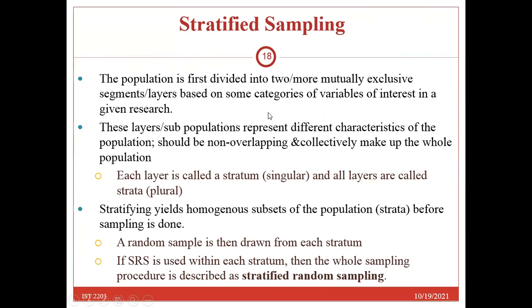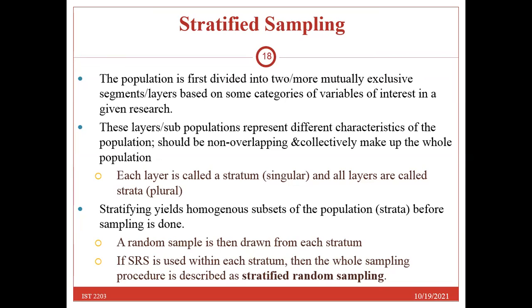So in order to carry out stratified sampling, first the population is divided into 2 or more mutually exclusive segments based on the categories or varieties of interest. So if you're interested in gender, then you'll have the population divided into two groups, male and female. If you're interested in age, then you may divide the population into 10 to 20, 20 to 30, 30 to 40, like that. These layers represent the different characteristics, and they should be non-overlapping, and they should collectively make up the population.